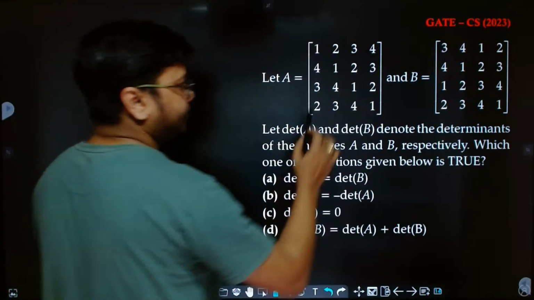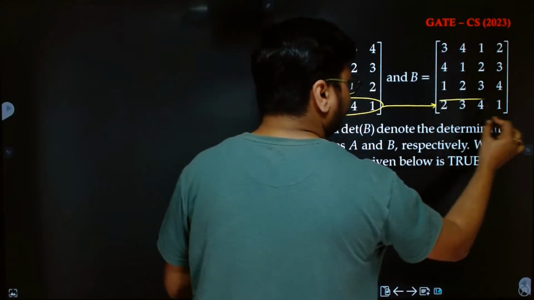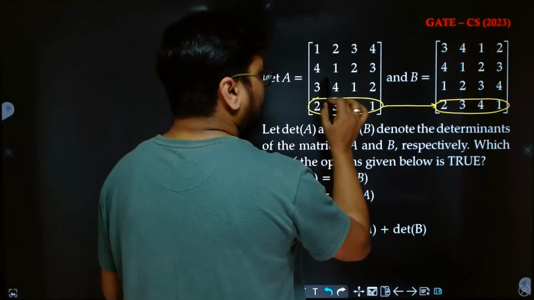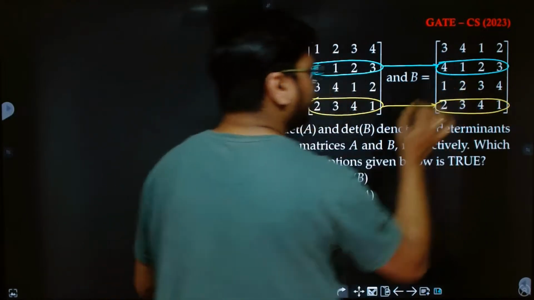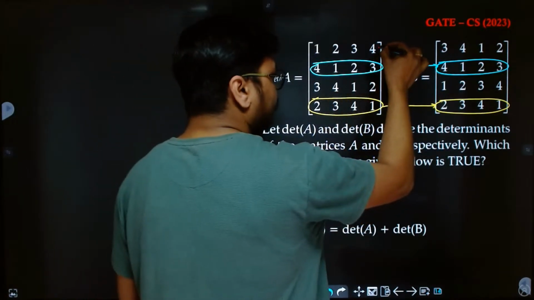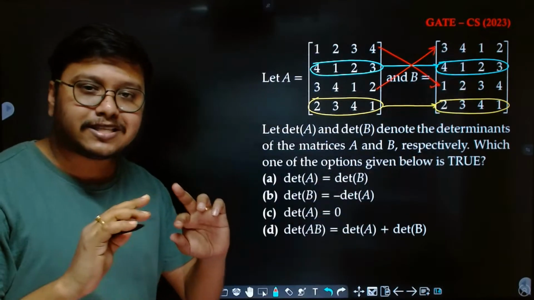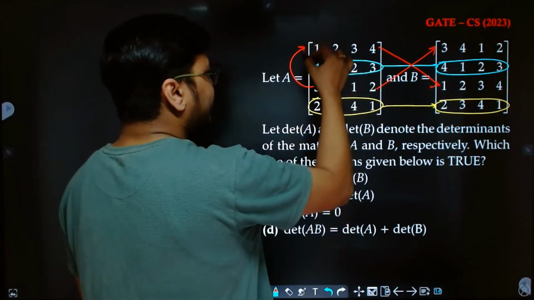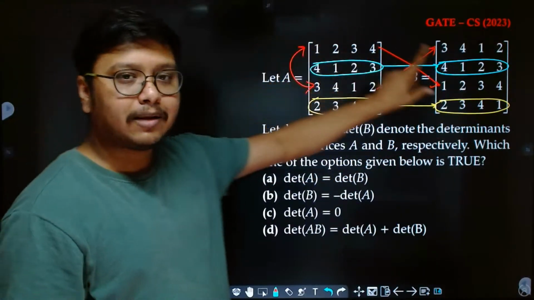So observe this carefully. 2, 3, 4, 1. 2, 3, 4, 1. So row number 4 is same. Then 4, 1, 2, 3. Row number 2 is same. But now observe here. This row has come over here and this row has gone over here. So that means there is one interchange of rows. If you interchange these 2 rows, you get the B matrix.